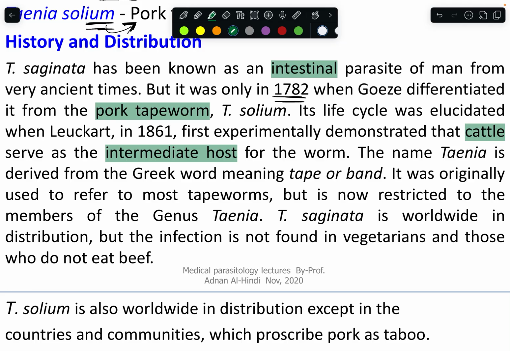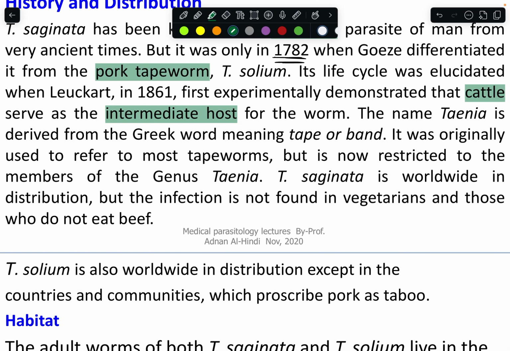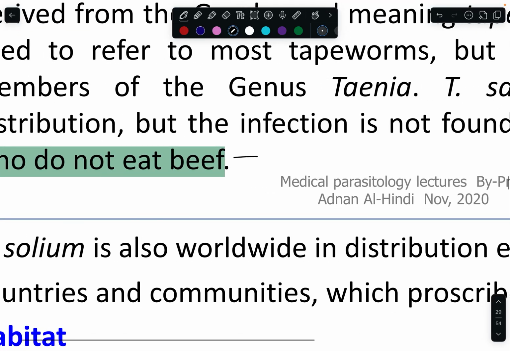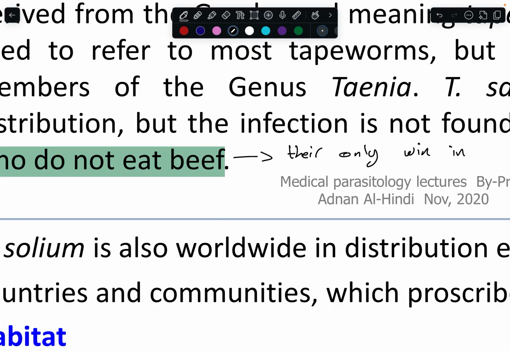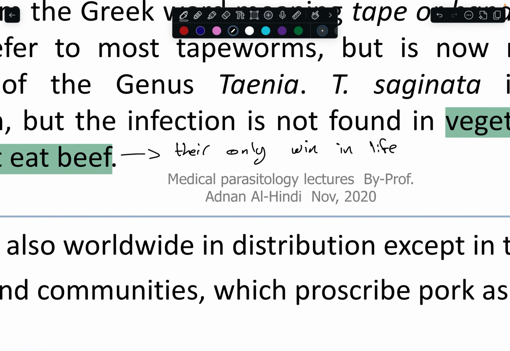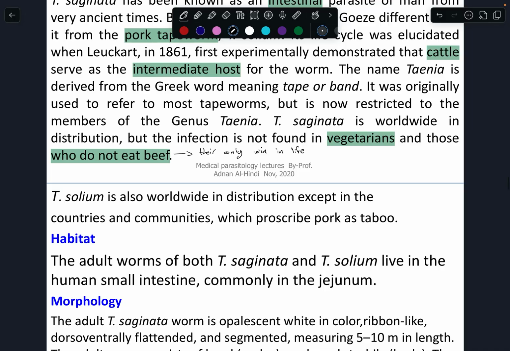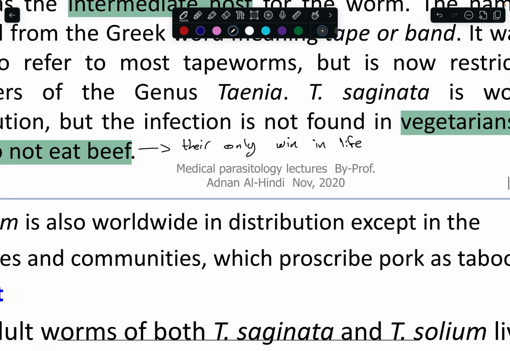Taenia saginata is worldwide in distribution, but the infection is not found in vegetarians and those who do not eat beef. So vegetarians and people who do not eat beef are safe from it.